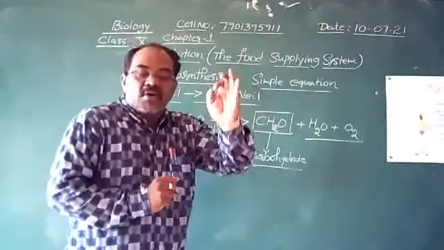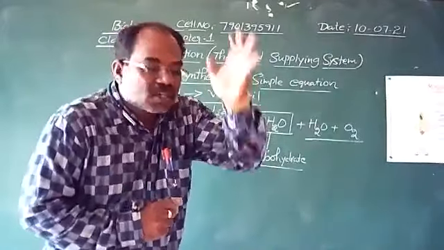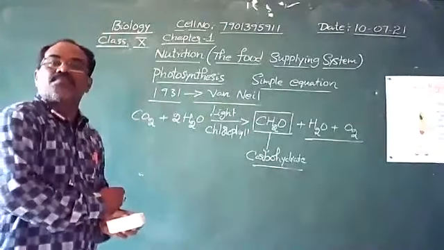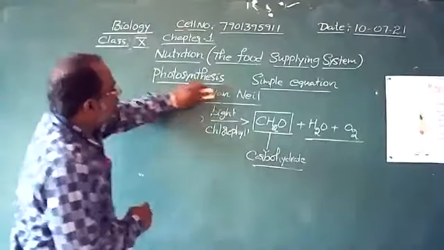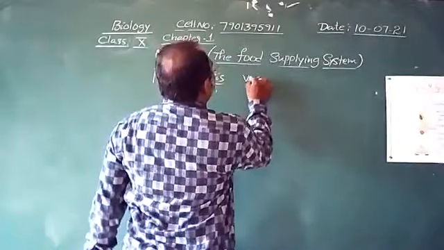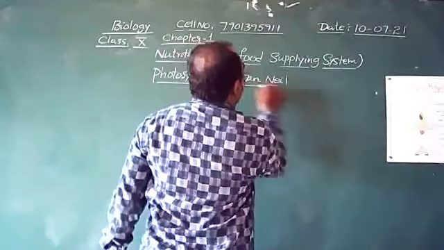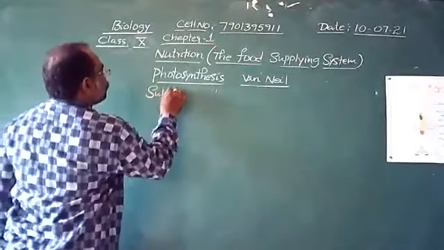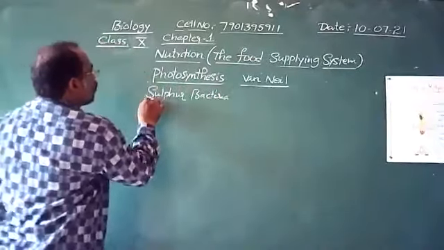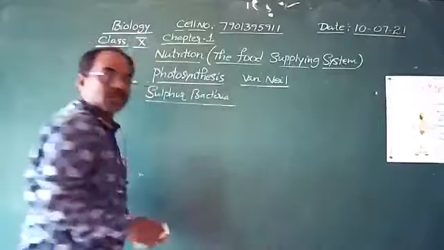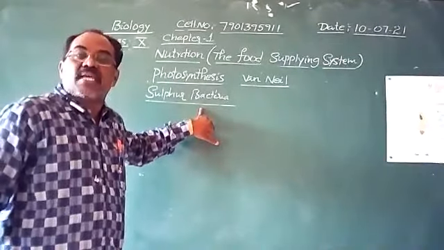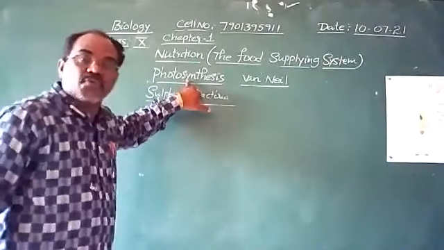And he also worked on sulfur bacteria. Van Niel also worked on sulfur bacteria. This is one of the photosynthetic bacteria. Sulfur bacteria is one of the photosynthetic bacteria. This organism can prepare their own food material by the process of photosynthesis.